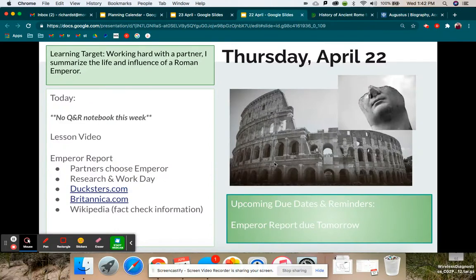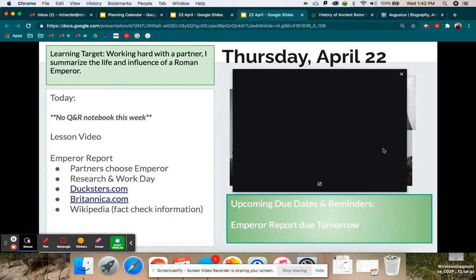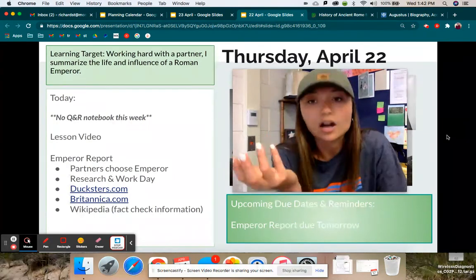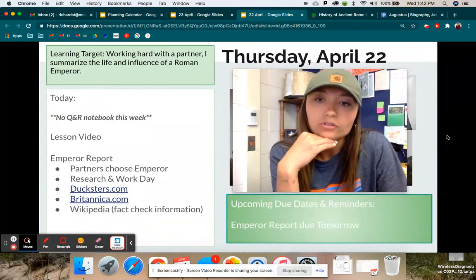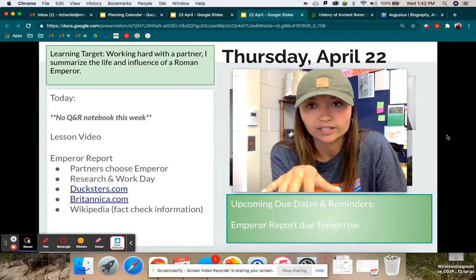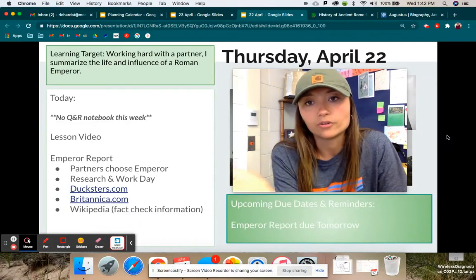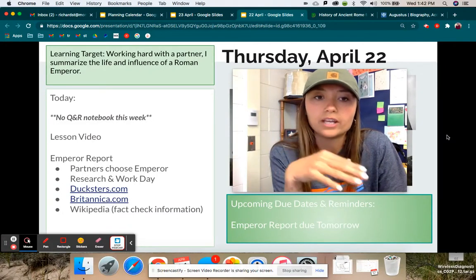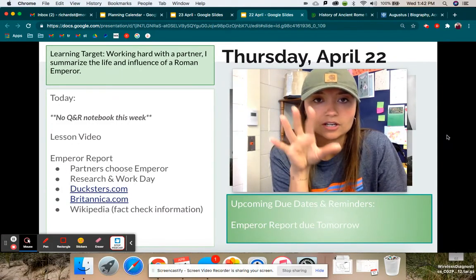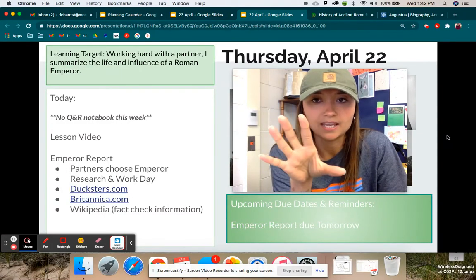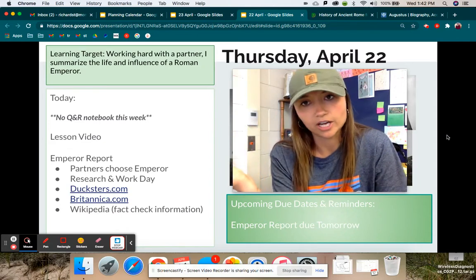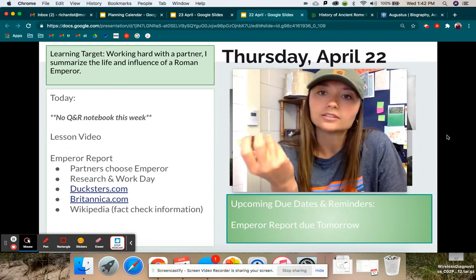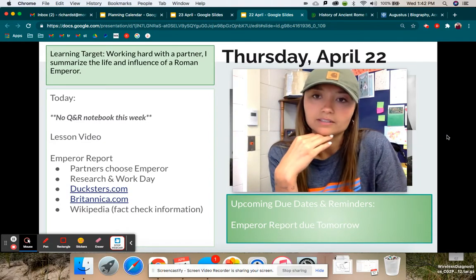If you do use Wikipedia, that's often a good place to start for ideas. So if you do use Wikipedia, make sure you just fact check that information on another website, because Wikipedia does get edited. So you just want to make sure when you're on Wikipedia that you're not just taking it all as fact. You want to always fact check that information. But it also has good things like dates and place of death and place of birth.